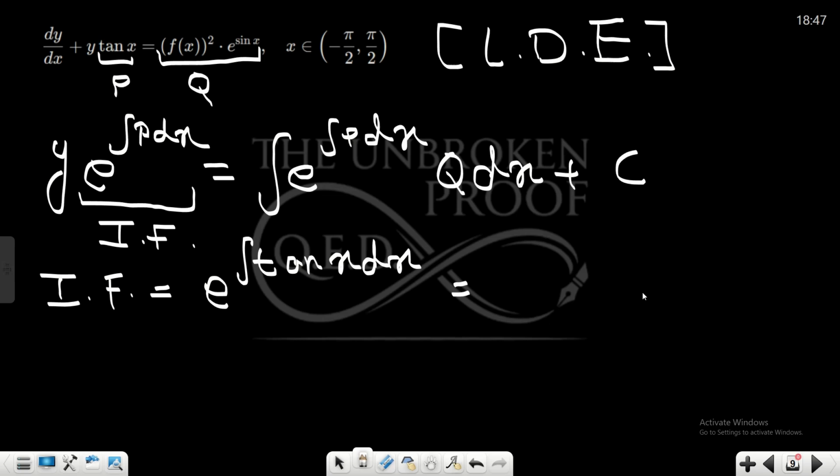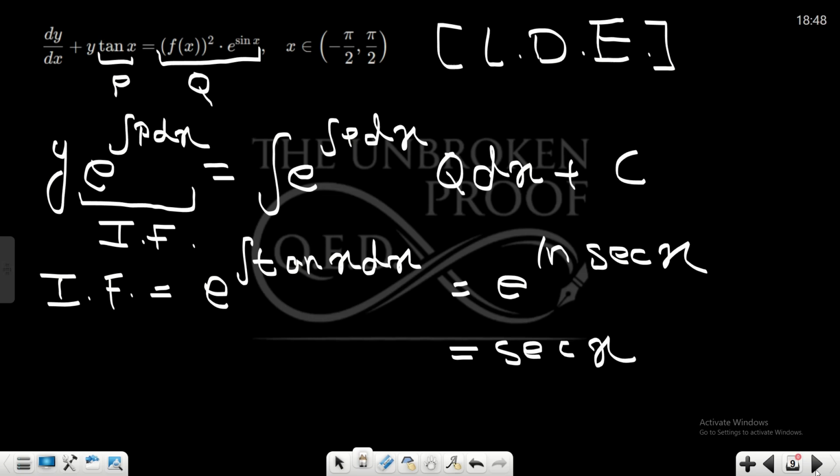Let me write it for reference as well. So this is going to be e power ln secant x, and if you use logarithm properties, e power log of something is going to be the same thing only. So this is secant x.